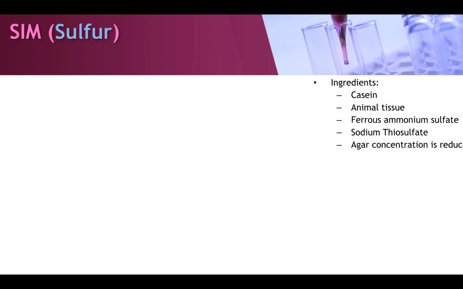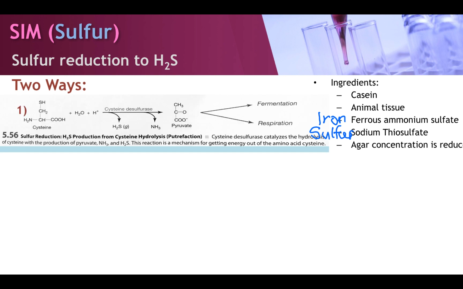The first part of the SIM is the sulfur reduction. Now remember, this particular medium has a source of iron in the form of ferrous ammonium sulfate. And of course, it has the sulfur in the form of sodium thiosulfate. The S part of the SIM is looking for sulfur reduction to hydrogen sulfide. This can happen in 2 ways, and it all depends on which enzymes the organism possesses.